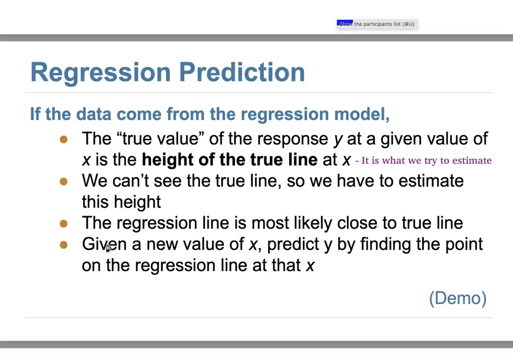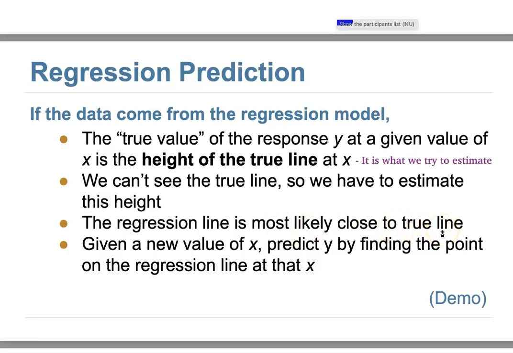Now remember, like earlier we said, we do have a true line there. We have a true value, this value y on the true line corresponding to the x we provide. So this response y is what we try to estimate. Since we don't know what the true line is, what we can do is take our sample data, find the regression line, and then use the regression line to estimate the height. So the regression line is most likely close to the true line.